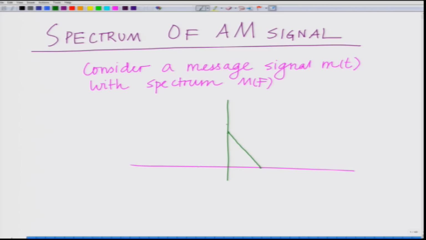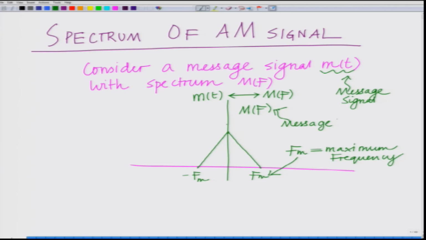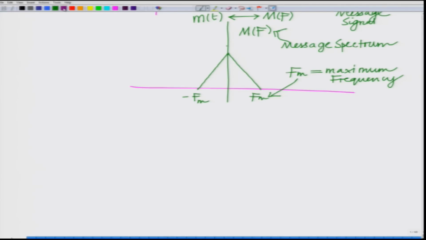Let us say this is minus fm, this is fm, where fm equals the maximum frequency of m(t), and this is our spectrum M(f). So, this is the message spectrum M(f). We have m(t) with spectrum M(f), where m(t) is our message signal and M(f) is the message spectrum.